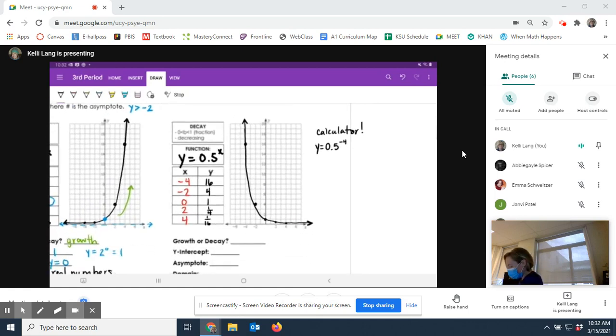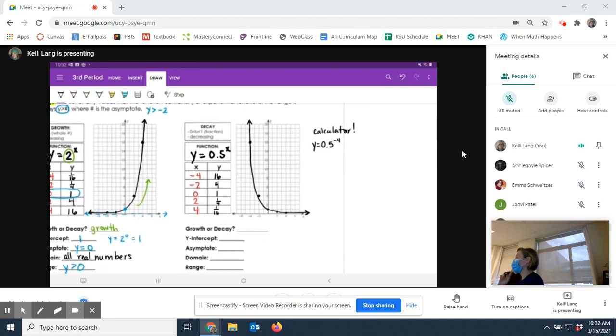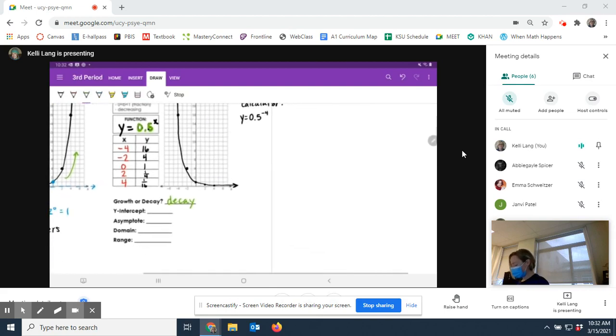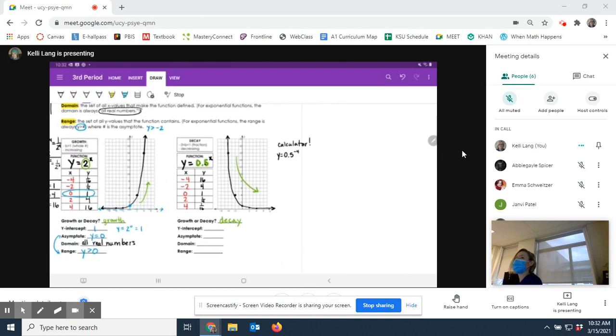All right, so we're going to answer some questions about this function. First question, is this growth or decay? We have 2 ways to answer this. You can look at your base. If your base is less than 1, it's decay. Another way of answering this question is looking at the picture, at the graph. You read from left to right. As you go from left to right, if your function is going down, it's decay.